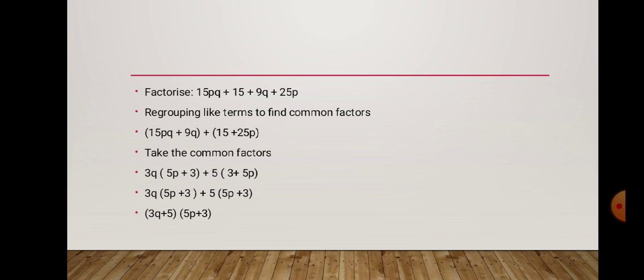Again in the second bracket I will take 5 as common because of 15 and 25p. When I divide 15 by 5, what is left? 3. Again 25p, when I divide by 5, what is left? 5p. Now both brackets are the same: 5p plus 3, and in the other bracket also 5p plus 3. We can write 3 plus 5p, that is also the same. So we can take the common one outside, 5p plus 3, and the next factor is 3q plus 5.